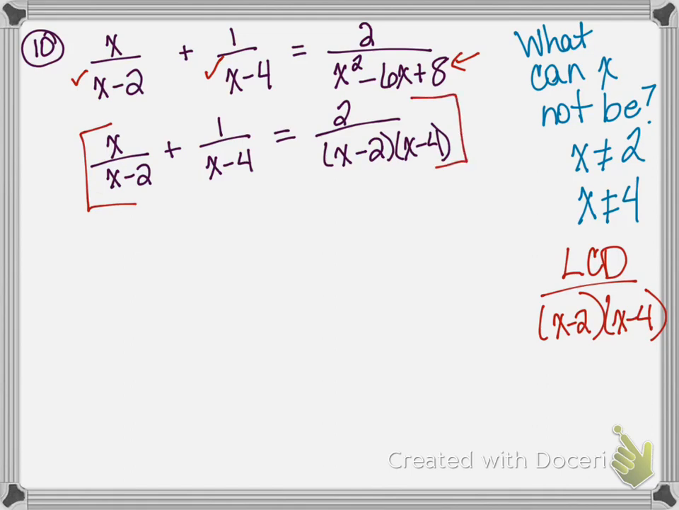Now I'm going to multiply everything times my LCD. So I'm going to multiply everything times x minus 2, x minus 4.